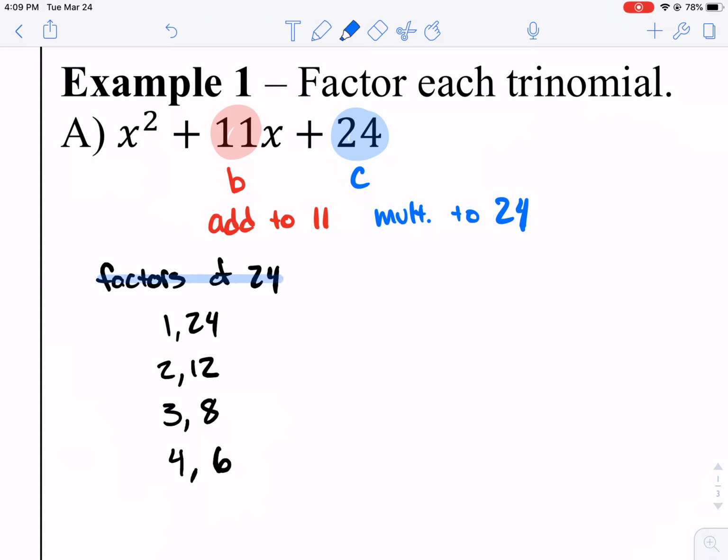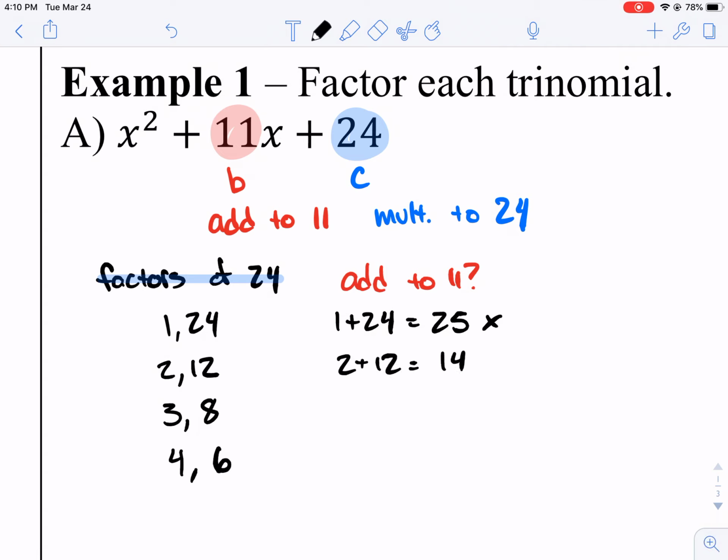So we already have our factors of 24. We know two numbers that multiply to 24. Now we need to decide, what do they add to? Do they add to 11? Well, 1 plus 24 is 25, so that's not it. And 2 plus 12 is 14, so that's not it. And 3 plus 8 is 11. Oh, hey, yeah, that's it. Nice. And we don't even have to bother checking 4 plus 6. It's 10 anyway. We found our right ones. It's 3 and 8.